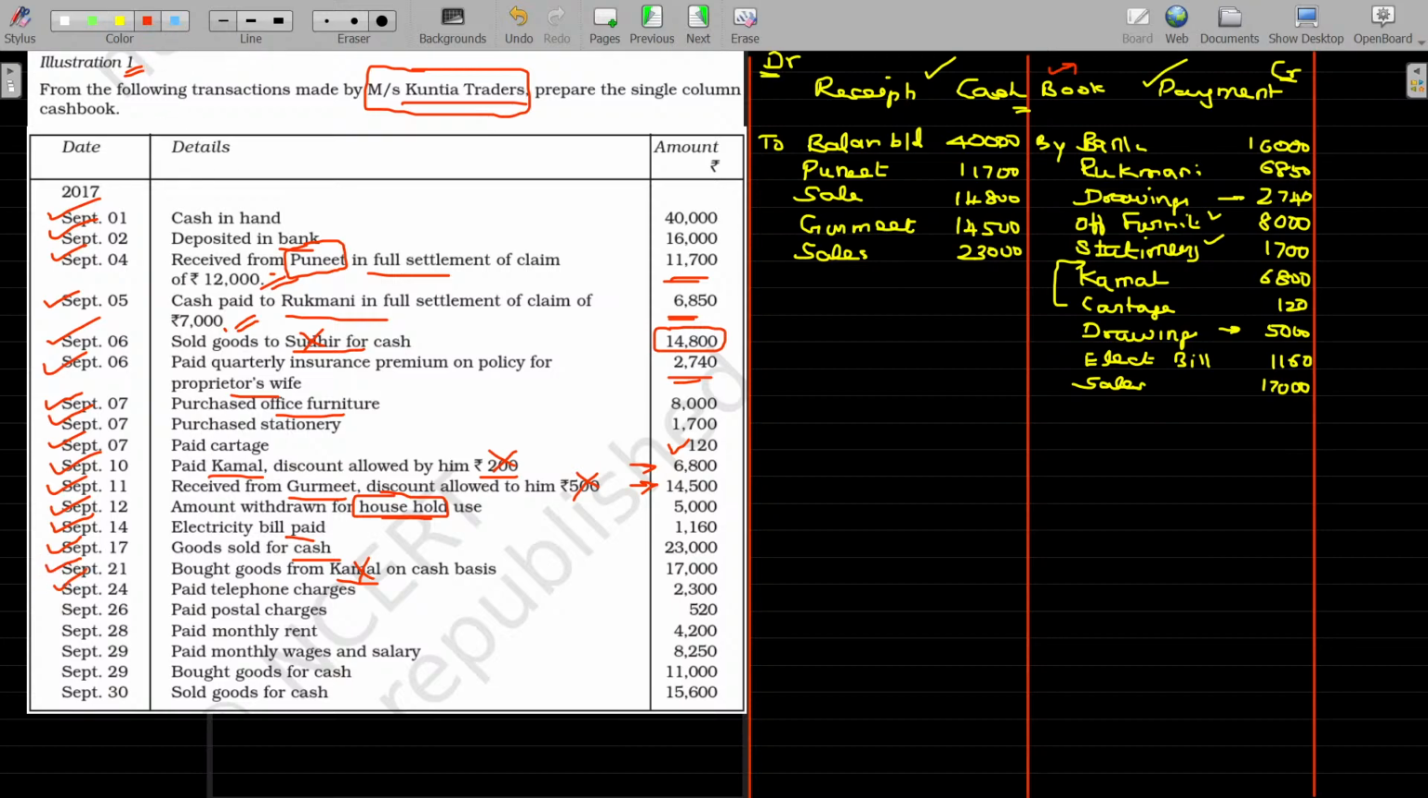And 24th paid telephone charges, 26th paid postal, 28th paid monthly rent, 29th paid monthly wages and salary, and bought goods for cash. The entire set will be only payments. So I'll put all these values in the payment side one after one directly. So first is telephone charges paid, the value being 2,300, and 520 being postal charges.